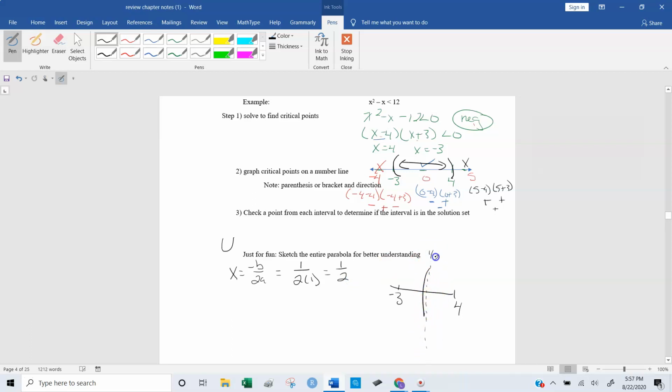So at 1/2, right here somewhere, is the x value. I have to plug that in to find the y value. So I'm going to take 1/2 into my original equation: 1/2 squared minus 1/2 minus 12. When I do that, that's 1/4 minus 1/2, which gives me a negative 1/4, so I get a negative 12 and a 4th. It's my vertex. I'm just going to make a dot. So that's negative 12 and a 4th. This parabola, now it's a less than, so I know it is a dashed line.